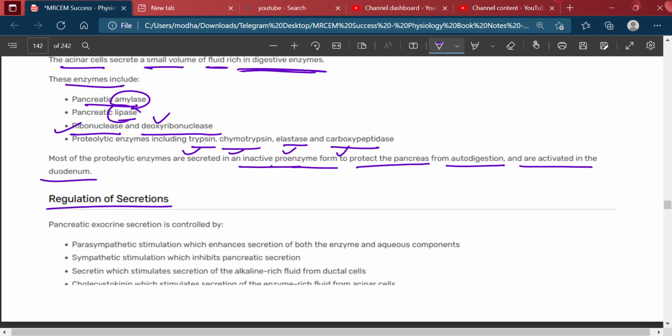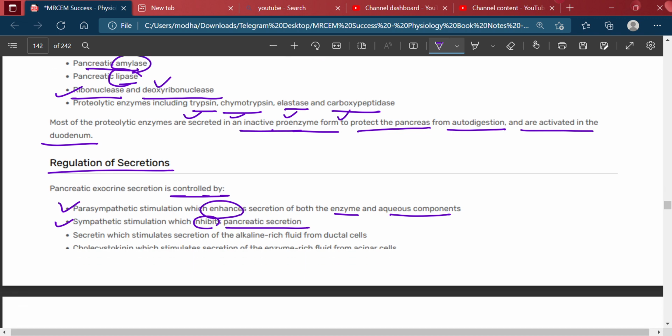Then regulation of the secretion. Pancreatic exocrine secretion is controlled by the parasympathetic stimulation, which enhances secretion of both enzyme and the aqueous component, and the sympathetic stimulation, which inhibits the pancreatic secretion. Parasympathetic stimulation will enhance the secretion, and the sympathetic will inhibit.